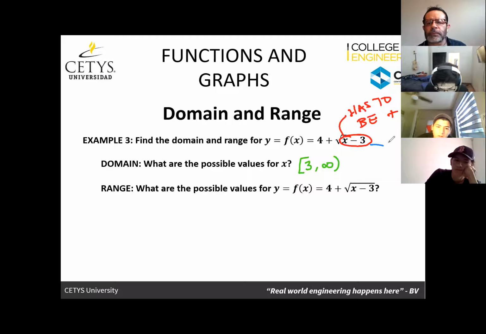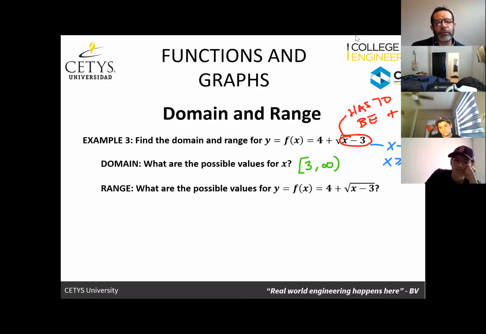The square root will always be from 0 to a positive, it can only be the range. It will be from 4 to infinite. Good job. That's a great analysis, Daniel.